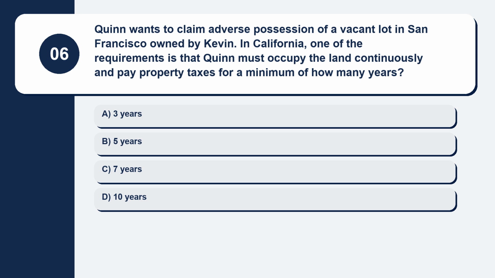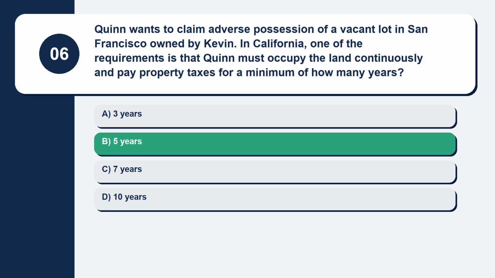Question 6. Quinn wants to claim adverse possession of a vacant lot in San Francisco owned by Kevin. In California, one of the requirements is that Quinn must occupy the land continuously and pay property taxes for a minimum of how many years? Here are your options. Option A, 3 years. Option B, 5 years. Option C, 7 years. Option D, 10 years. The correct answer is option B, 5 years.